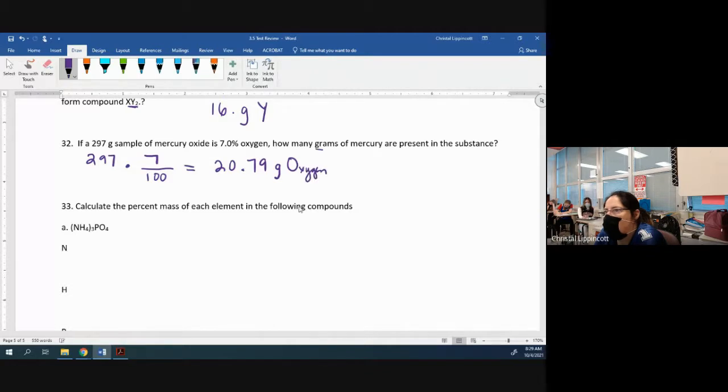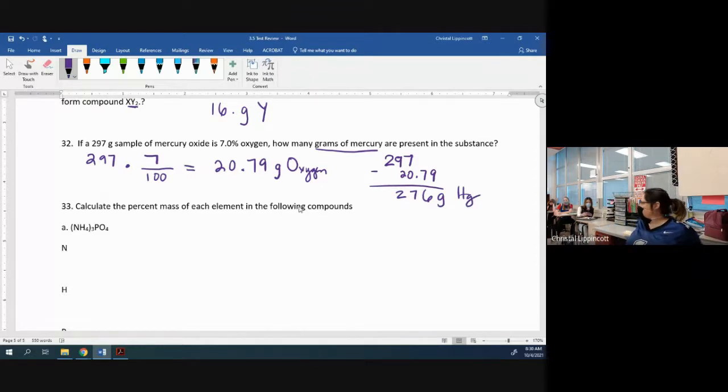They didn't ask me about grams of oxygen. They asked me about grams of mercury. So now I need to take this and I need to subtract it. And when I do that, if I keep with sig figs, it's 276 grams of mercury. Make sense mathematically?